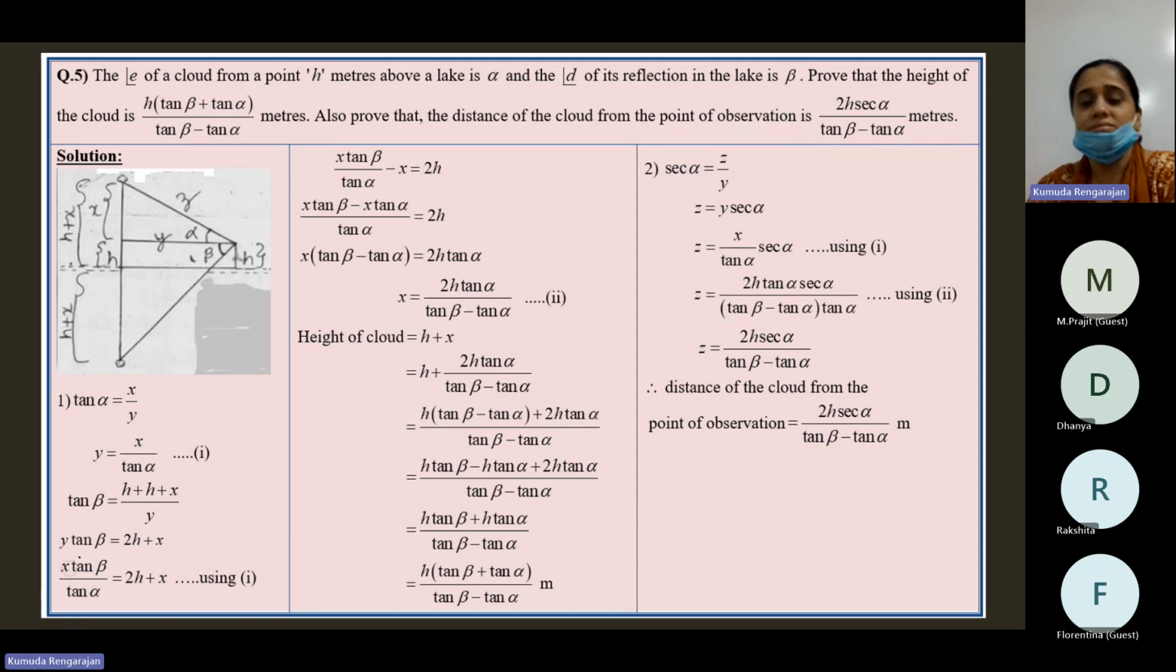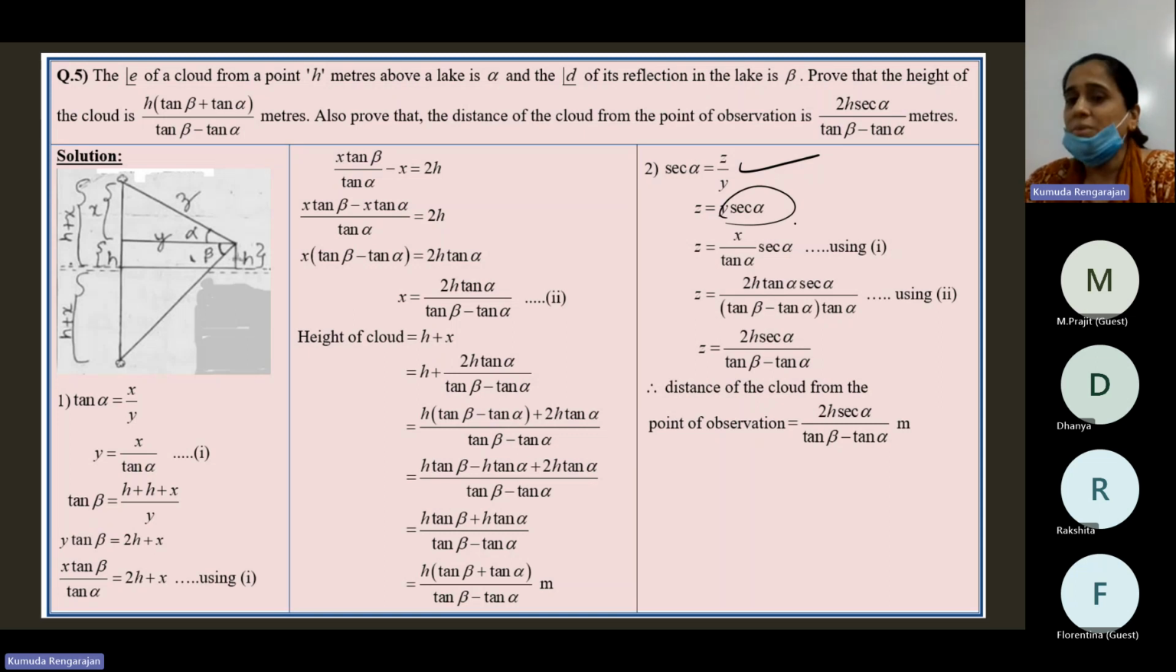I'll tell you again. Use this ratio in the relevant triangle. Wherever you have alpha in that triangle, find secant alpha. You get this. Now, when you cross multiply, you have z is equal to y secant alpha. This is how you want the result: z is equal to an expression.